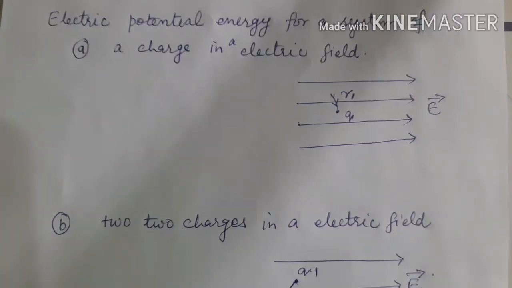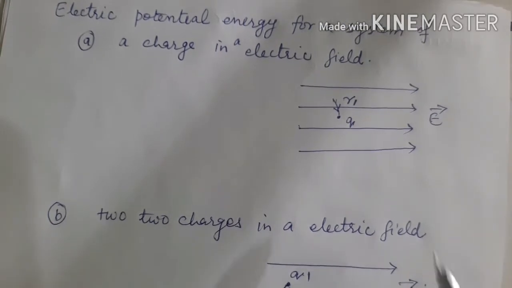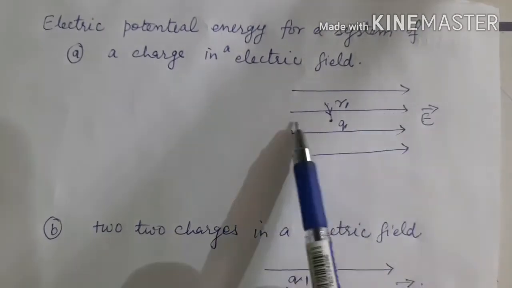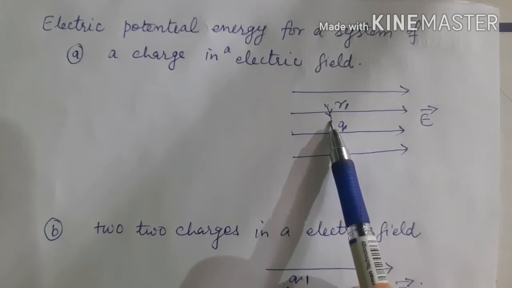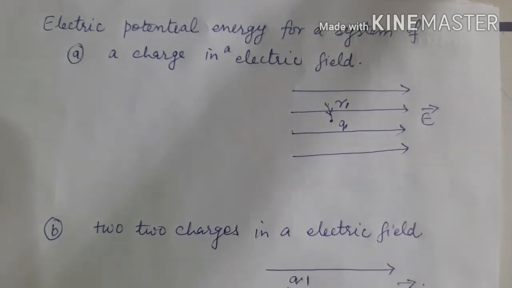In this video, we will discuss electric potential energy for a system of a charge in an electric field. So this is your electric field, a uniform electric field, and a charge Q is placed in the electric field. So what is the potential energy in this case?